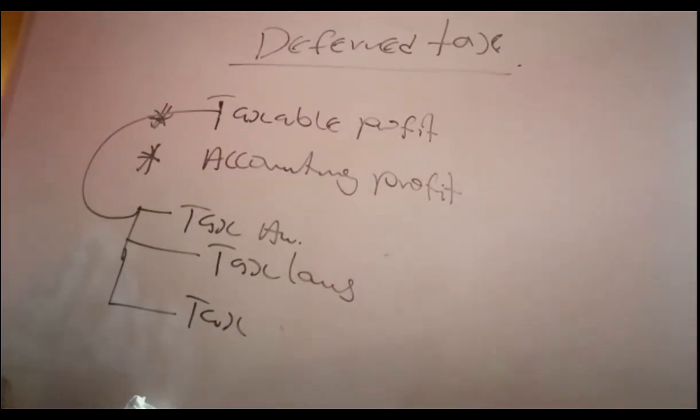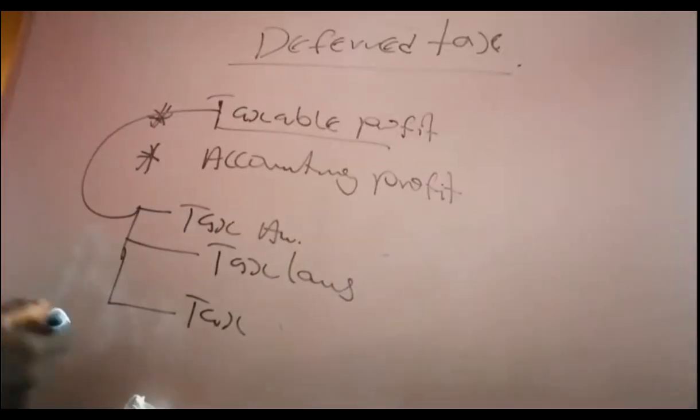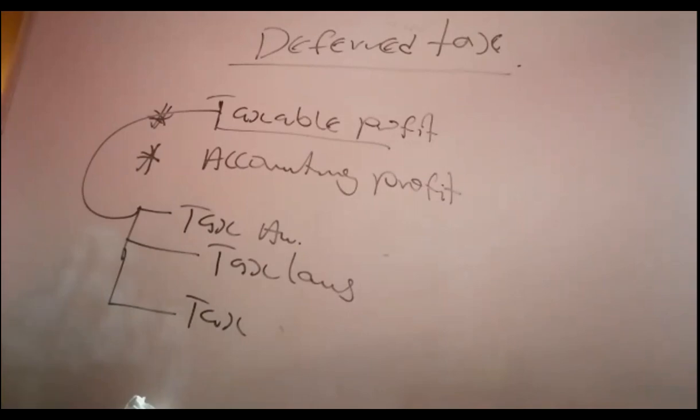So normally, I call this one taxman's profit, and I call this one accountant's profit. Yes. So taxman's profit and accountant's profit. The tax liability of the company will be based on what? The taxable profit. You are done. Great.